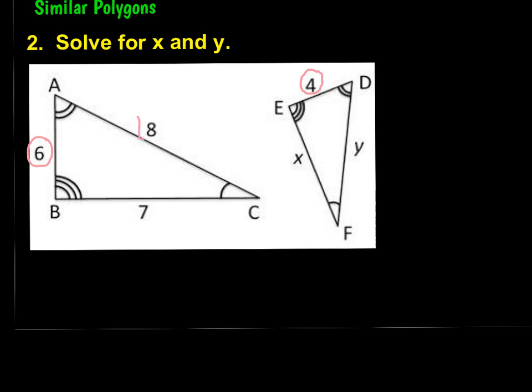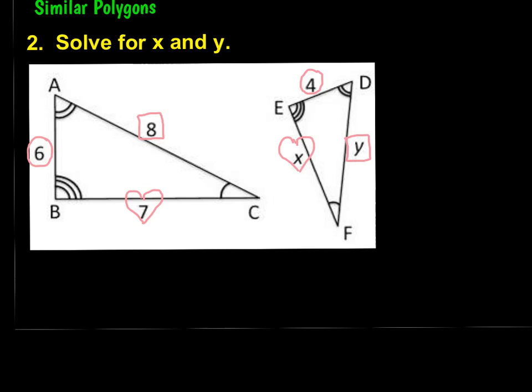And how about we look for what goes with 8? I like to use different shapes for the different matches. So 8 is in between the 1 and 2 angles, so that would have to be similar to the side that's labeled Y. And then let's use a heart. So the 7 would have to go with X.